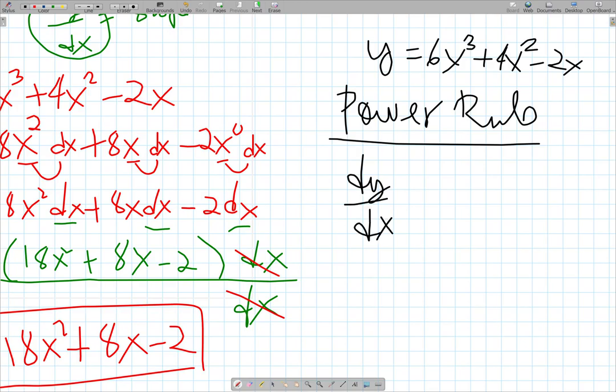Derivative of y is dy, derivative of x is dx. So we read this one, dy over dx, as the derivative of y with respect to x, or the rate of change of y with respect to x. Okay, so how will you derive 6x cubed?